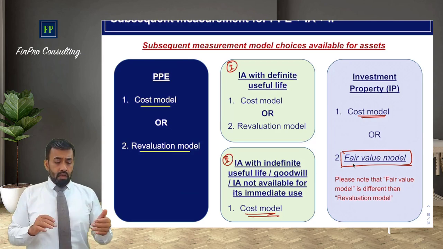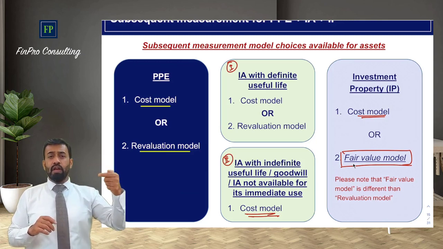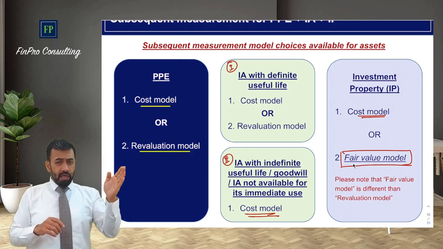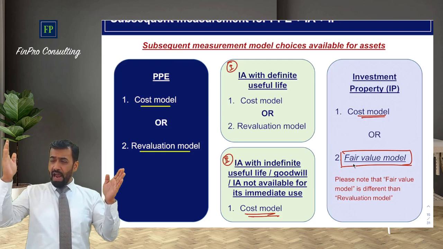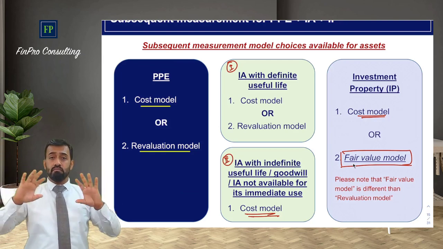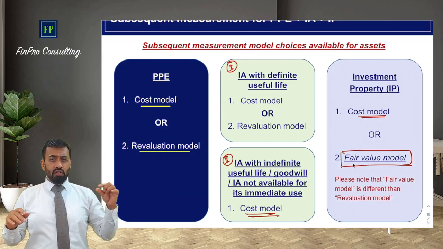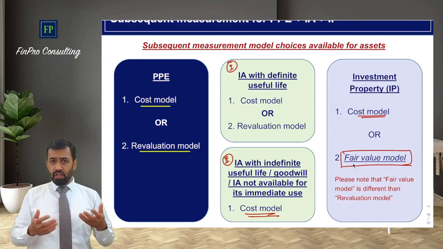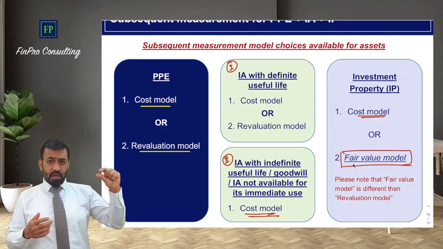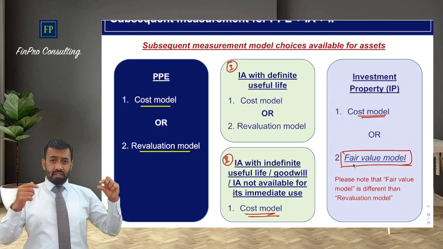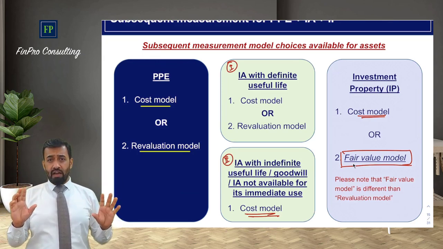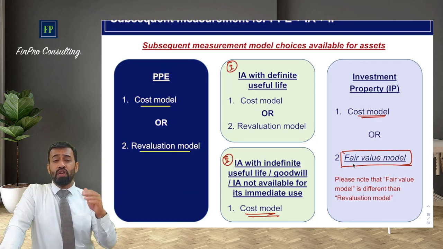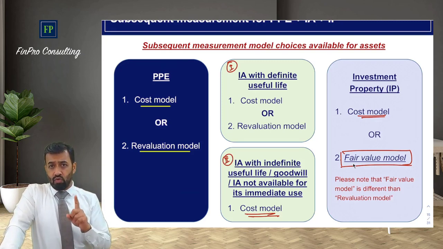That's the summary. The cost model is cost minus accumulated depreciation minus impairment is equal to carrying value. PPE, intangible assets with definite useful life and investment property under the cost model, same, exactly the same, no change. Revaluation model for PPE and intangible assets having an active market will be measured in this way: revalued amount minus depreciation or amortization minus impairments is equal to the carrying value. Correct? So you will have to follow this sequence. Even if you are revaluing, you still have to test those assets for impairment. Okay?